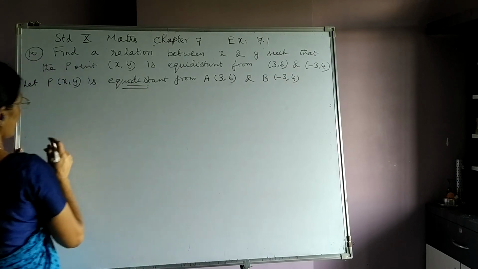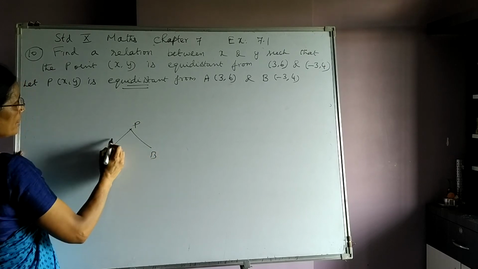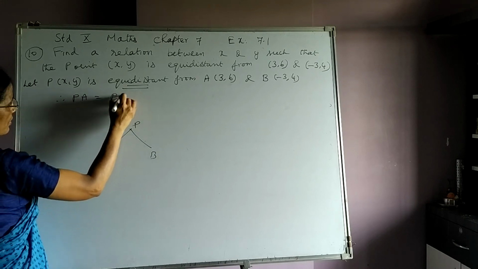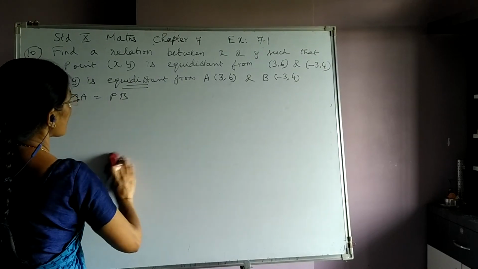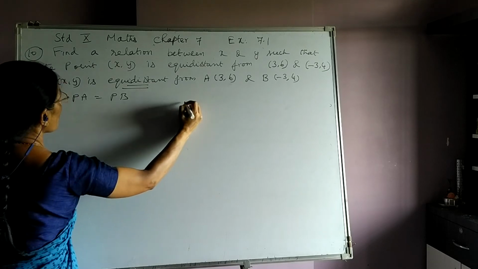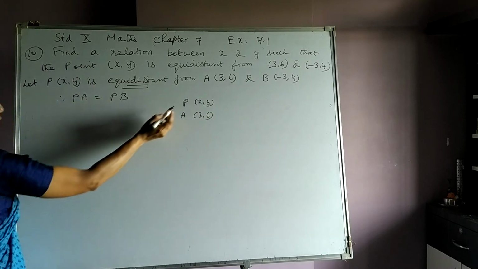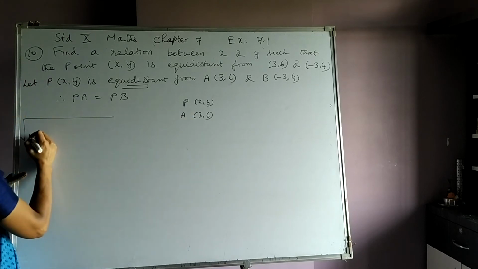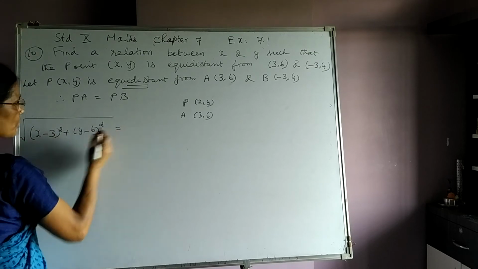The word equidistant. P is equidistant from A and B. Therefore, what is the result we are going to take? PA is equal to PB. Now, using this PA equal to PB, we are going to get relation between x and y. So, P is x, y and A is 3, 6. Therefore, first using distance formula, I am going to find out PA. What is PA? Root of x minus 3 the whole square plus y minus 6 the whole square.